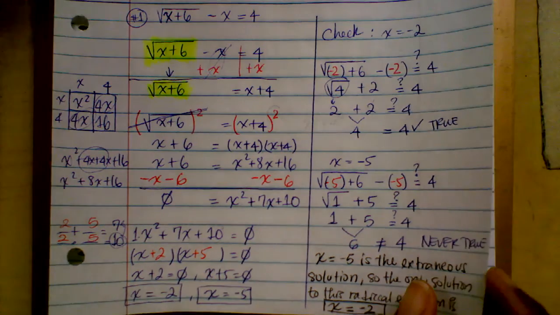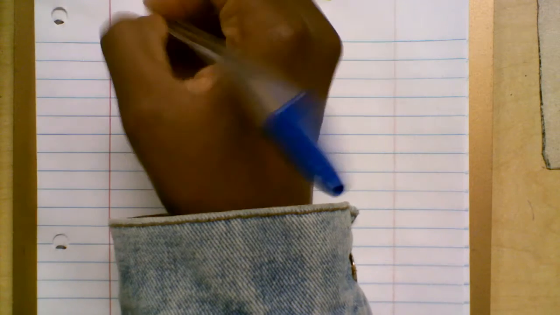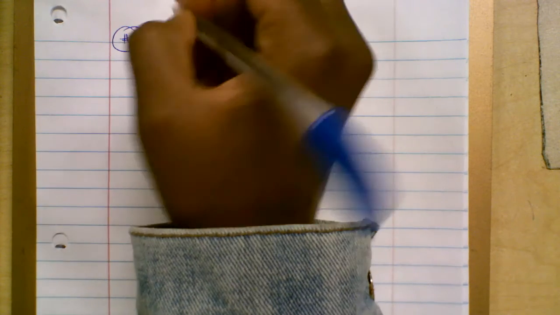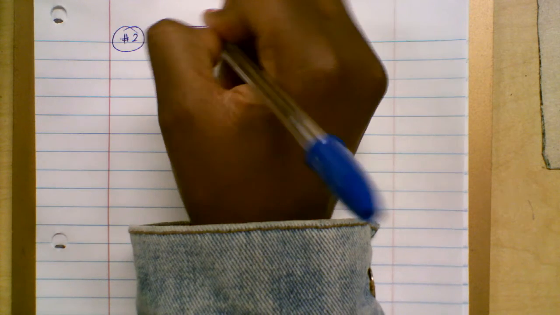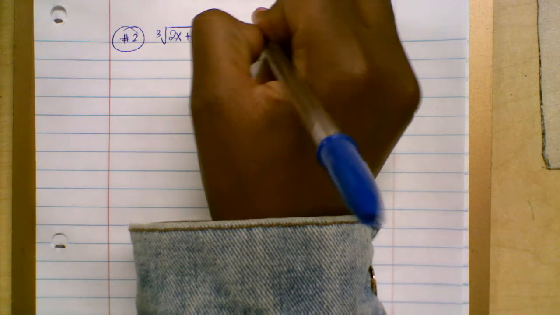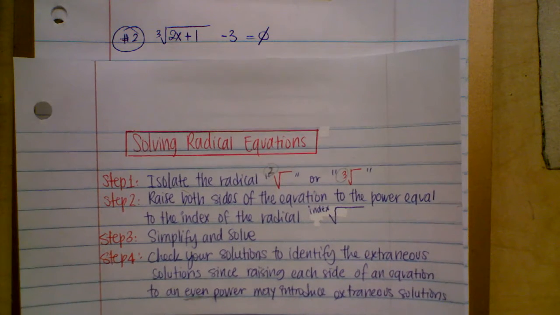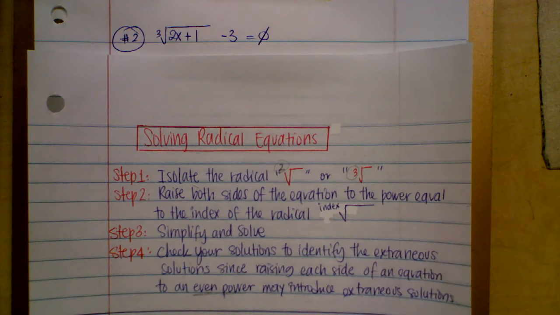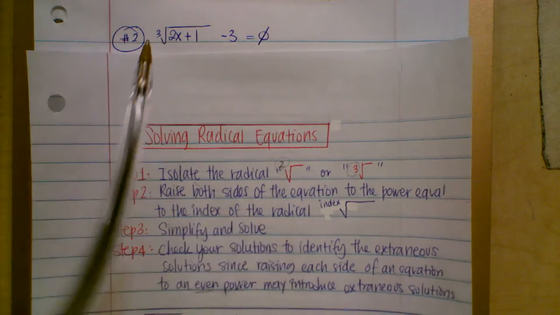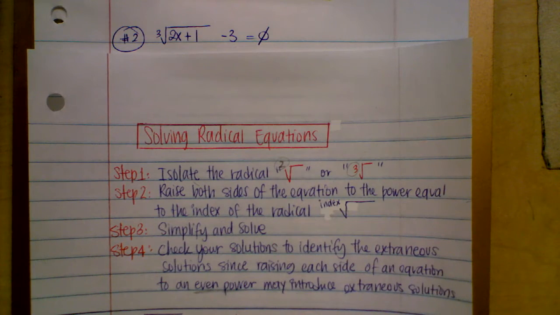So let's do number 2 for you to practice. This time you're going to use a cube root. For number 2, you have the cube root of 2x plus 1 minus 3 equal to 0. So again, it's the same thinking as before. Follow the steps from 1 to 4. But this time around, you're not going to square because it's not the square root, it's the cube root. You're going to cube both sides. So please pause the video and solve this cube root equation.